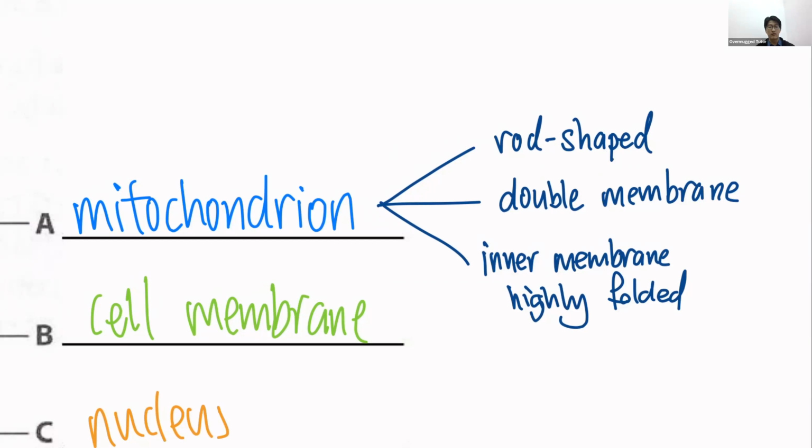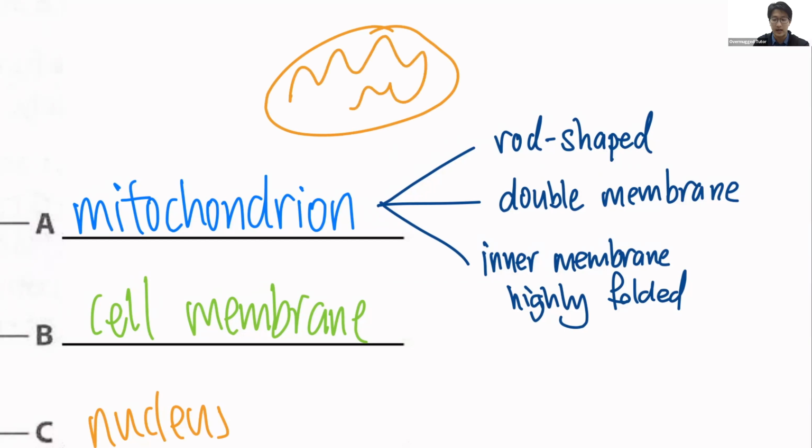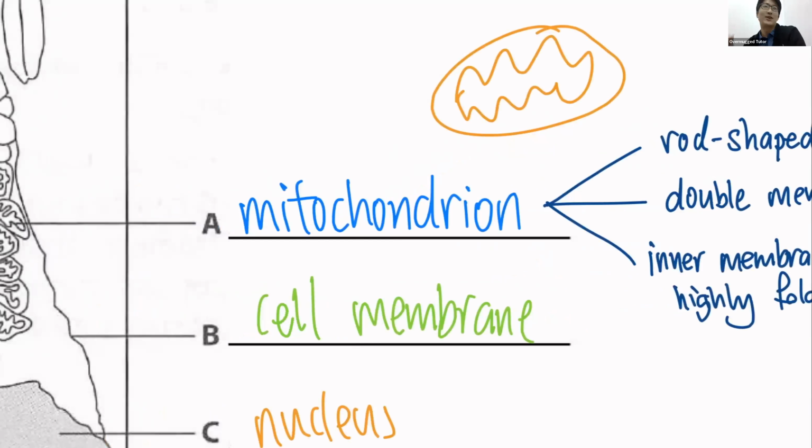Rod shape or general shape first. Then, what is it made of? Two membranes means I must draw two lines. Outer membrane. But before I draw the inner membrane, I look at my number three. Inner membrane highly folded. So roughly this can be a mitochondria. Okay, look at that. Uncanny resemblance. Okay, so this is our mitochondria.